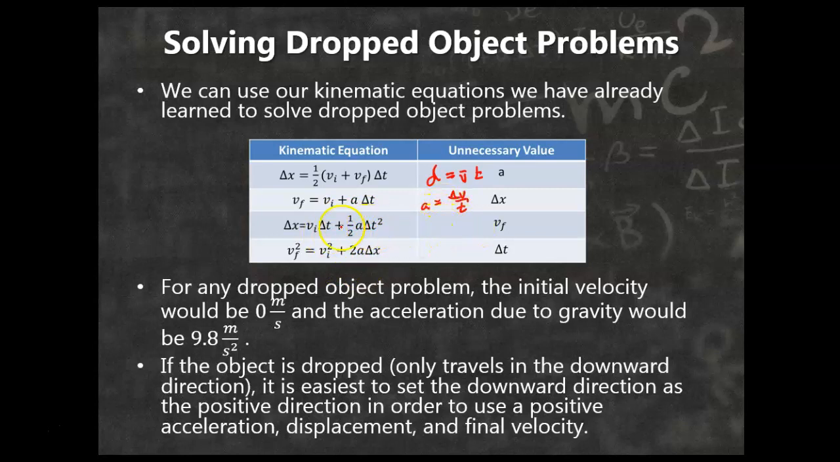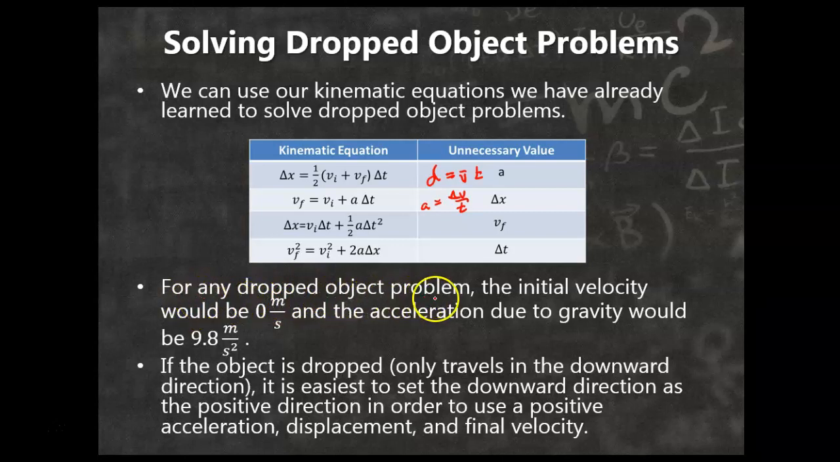This equation does not have velocity final. This equation does not have time. This equation here does not have distance, and this equation does not have acceleration. So we can use our 4 kinematics equations to solve dropped object problems. Now, a very common problem involving free fall is dropping an object.